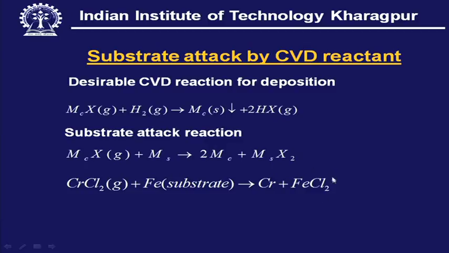So, in this case we also have to be careful about how to avoid this kind of reaction, by choosing a particular layer on that surface, so that the metal donor halide, which is the reactant of the CVD, does not directly attack the substrate.